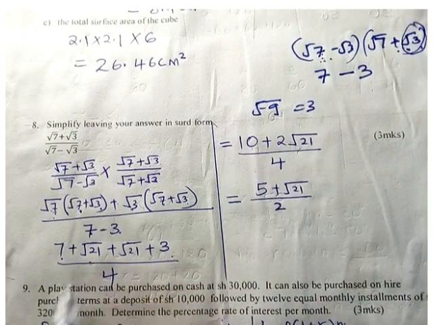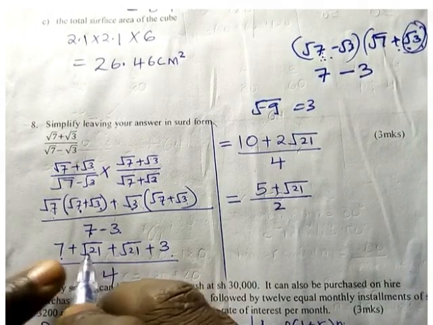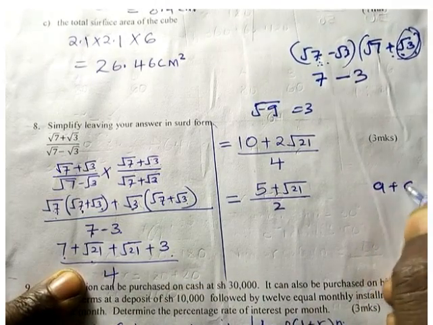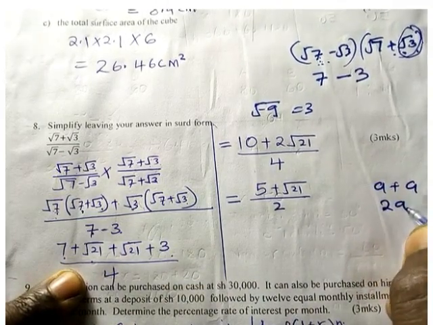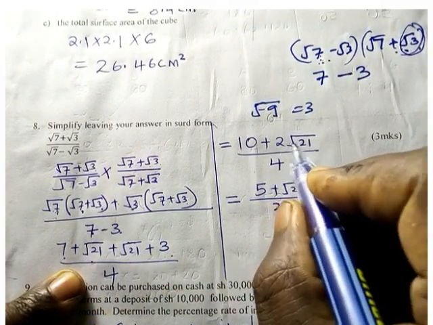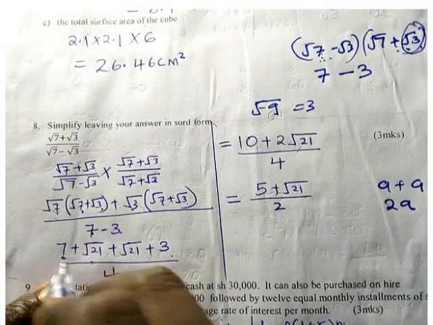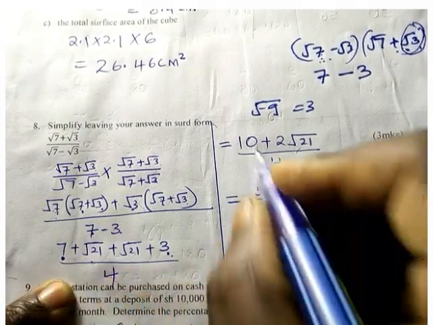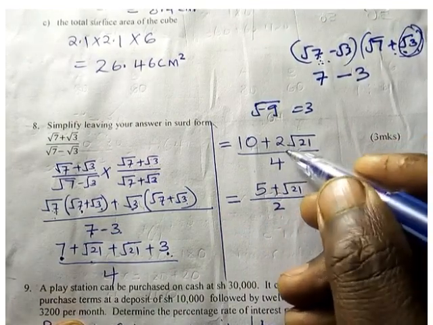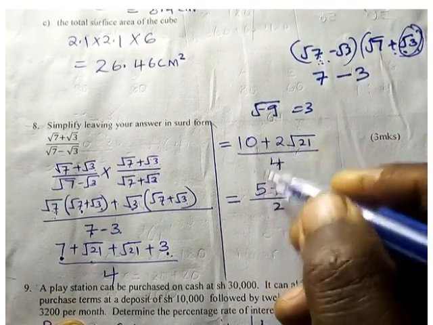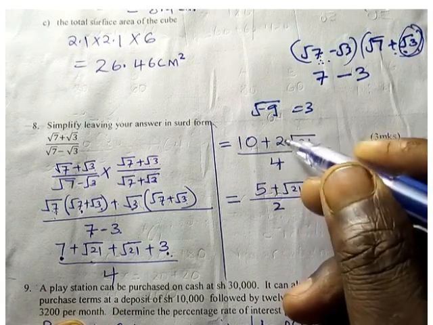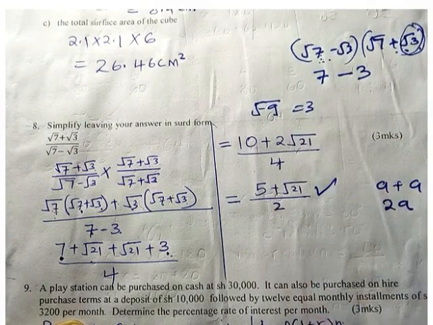So when you get here, root 21 appears twice. That is like having a plus a. What is a plus a? It is 2a. Yes. So root 21 plus root 21, we are going to have 2 root 21. 7 is our number, 3 is our number, so 7 plus 3, the answer is 10. And then divide by 4. So from here you can simplify: 2 here, 2 here, 5, 2 here, it ends here. So we have this one as the answer.